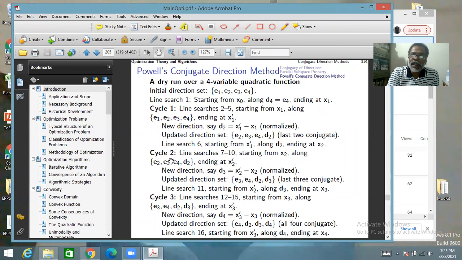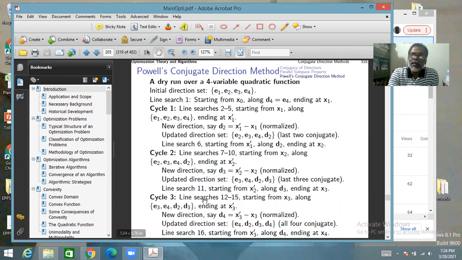Then in cycle 2, again, there will be a total of 5 line searches, 4 in the cycle normally, and finally 1 along this new direction. So 5 line searches, 7 to 10 and 11. And in the direction update step, these three will again shift. E2, which is current D1, will get thrown out. New D1 will be this. So E3, E4, D2, D3. Last three of these are conjugate.